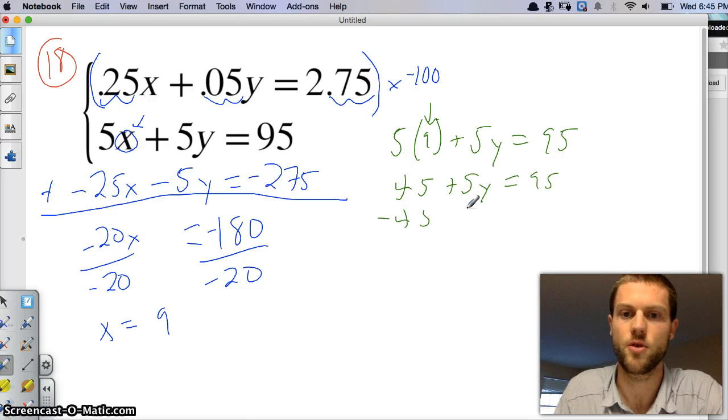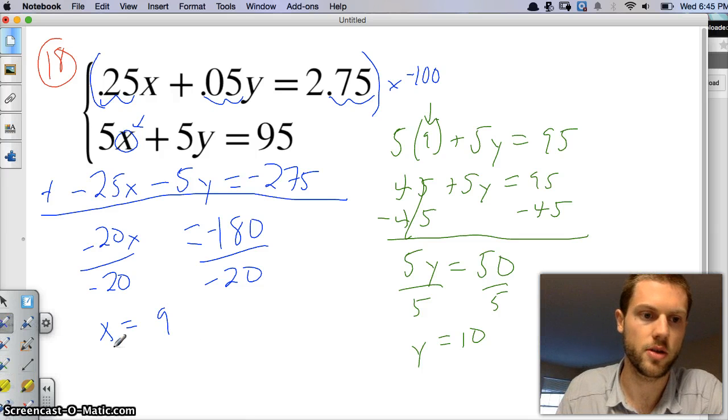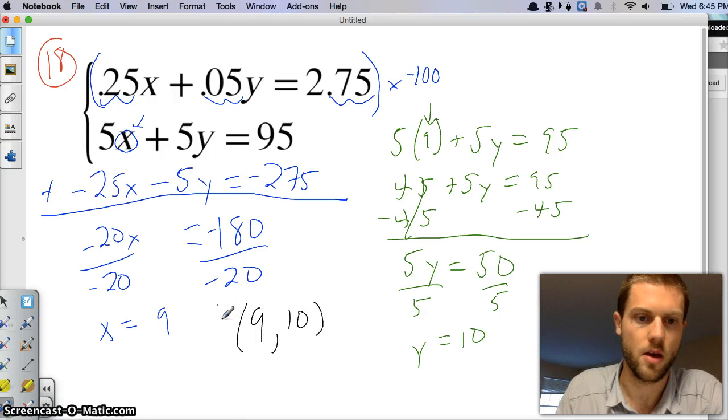Let's subtract that 45. So I get 5y equals 50. Divide both sides by 5, and I get y equals 10. So my final solution here is going to be 9, 10. And there we go.